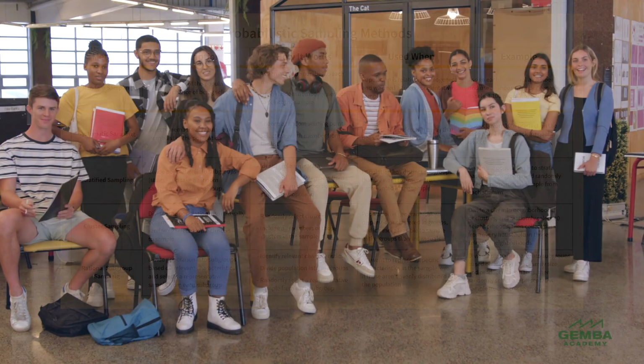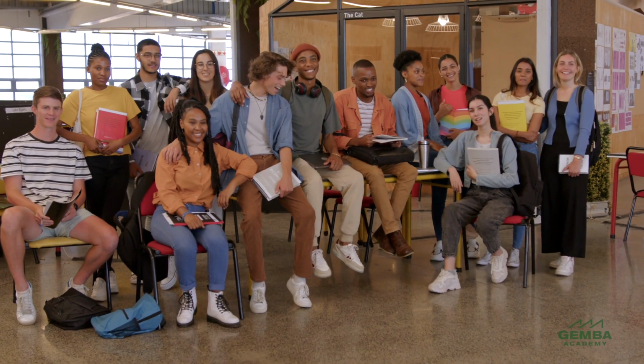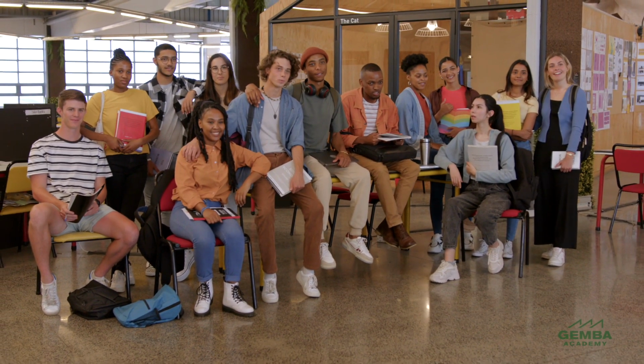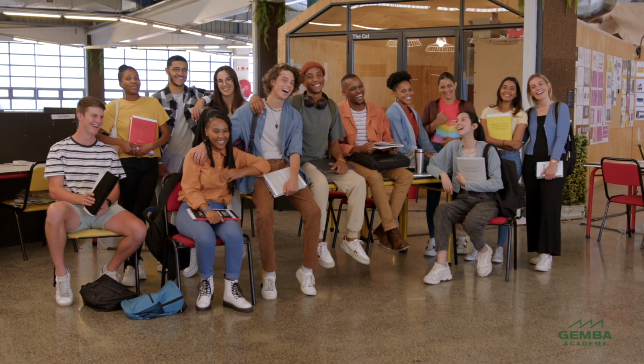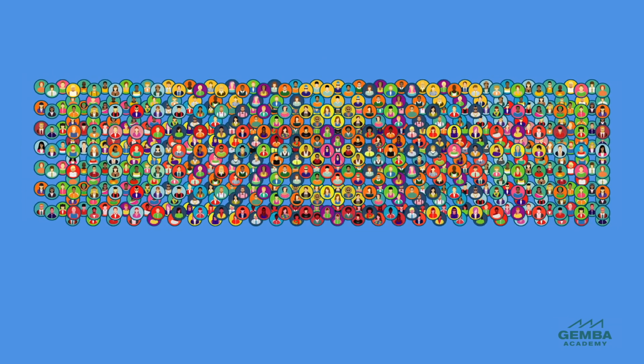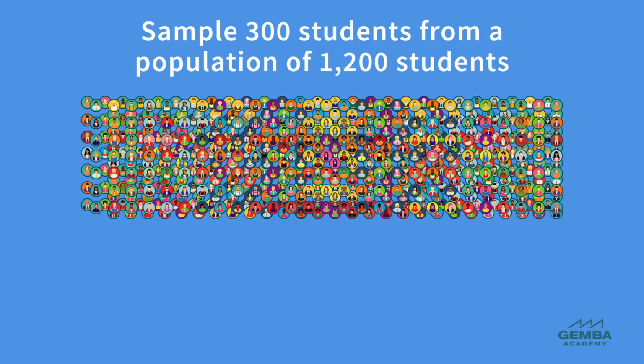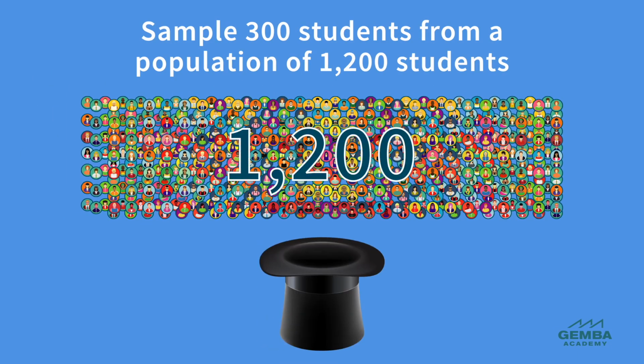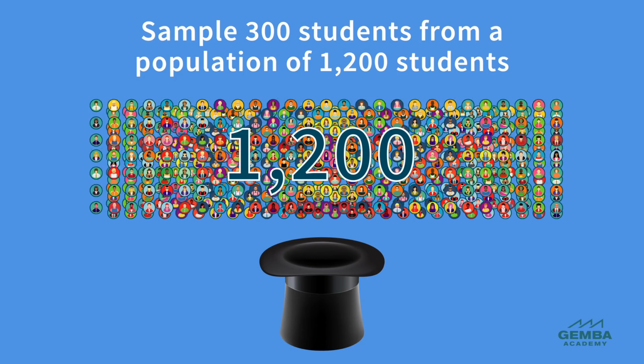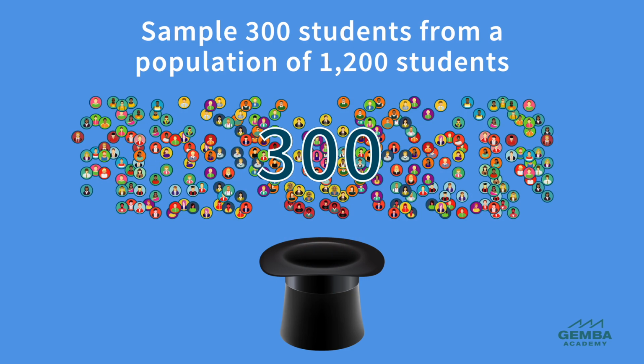For example, let's assume we're attempting to survey students at a high school. We want to ask students in grades 9 through 12 to rate their teachers. If we wanted to sample 300 students from a high school consisting of a total population of 1,200 students, we could put all 1,200 names in a hat and pull out 300 names. Randomly pulling 300 names from a hat is an example of simple random sampling.